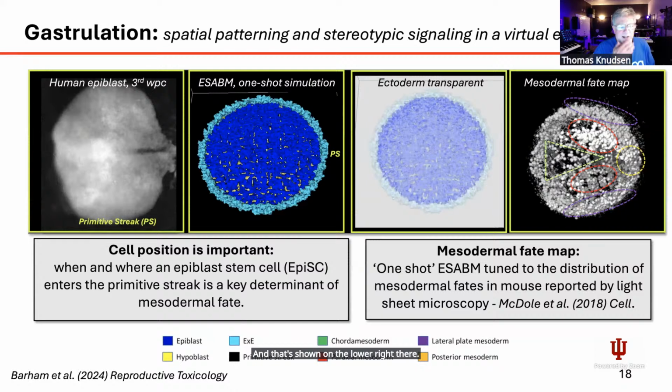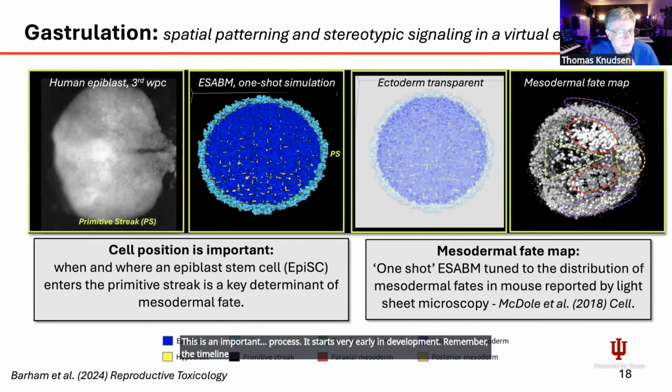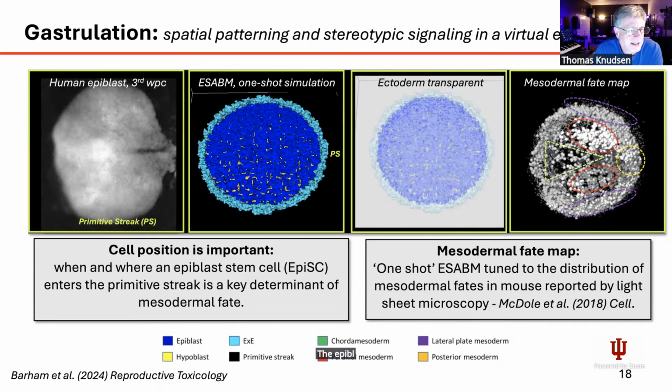The model I presented last year was on gastrulation. This is an important process. It starts very early in development. Remember the timeline I showed earlier. The epiblast is a pancake-shaped structure on the 5th day of mouse gestation, the 3rd week of human gestation. And the hallmark feature of this is the primitive streak. I know Dr. Glaser and his colleagues modeled primitive streak formation in 2010.